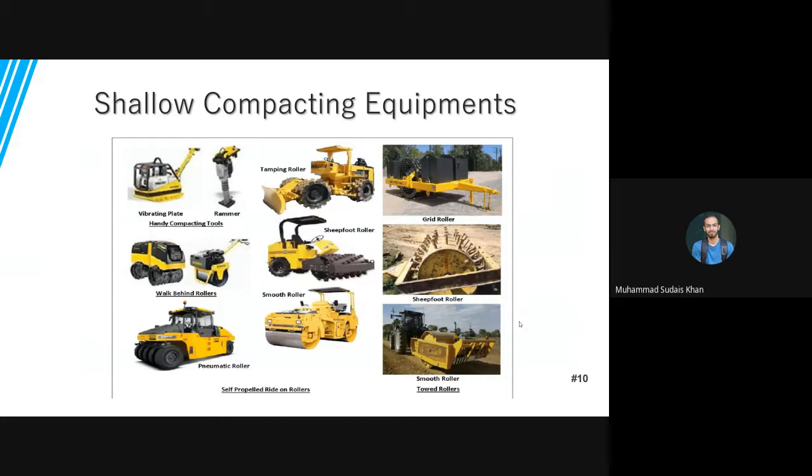Okay, so here is the pictorial representation of different instruments or equipment which are used for shallow compaction. On the left hand side, you can see the self-propelled types in the form of a pneumatic roller, smooth roller, sheep foot roller. You can also see the handy compacting tools, the tools which can be operated using hands, such as vibrating plates and rammers. Then on the right hand side, we have the towed rollers, the different forms of towed rollers.